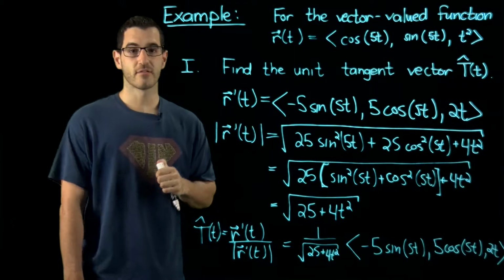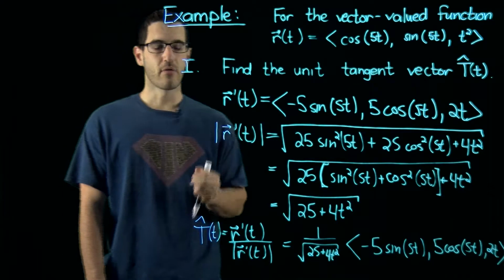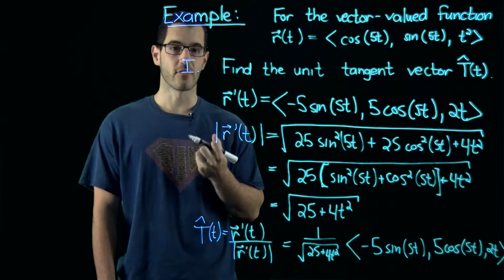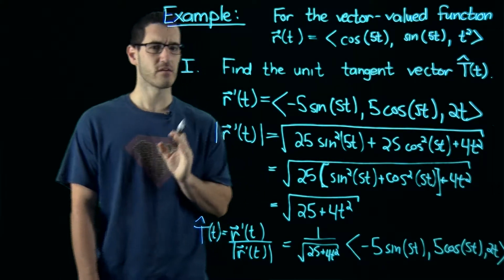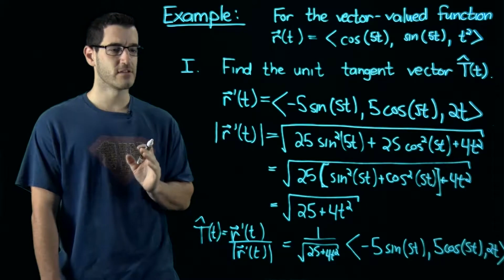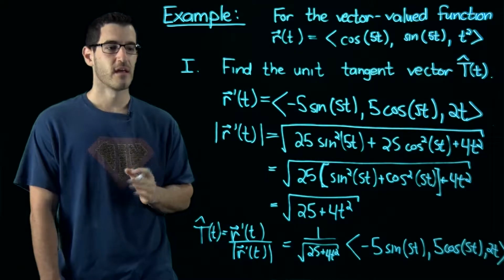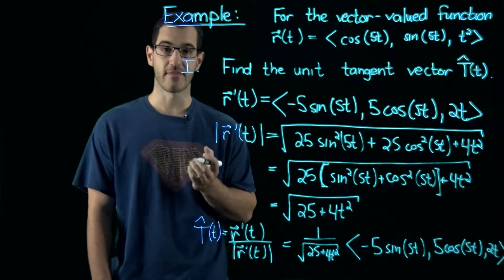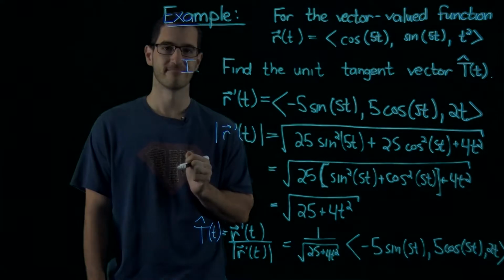So not a particularly difficult process. R prime of t is going to give me a vector in the correct direction, but it's not necessarily a unit vector. But all we really have to do is just find its magnitude and divide r prime by its magnitude to get that unit vector in the right direction.